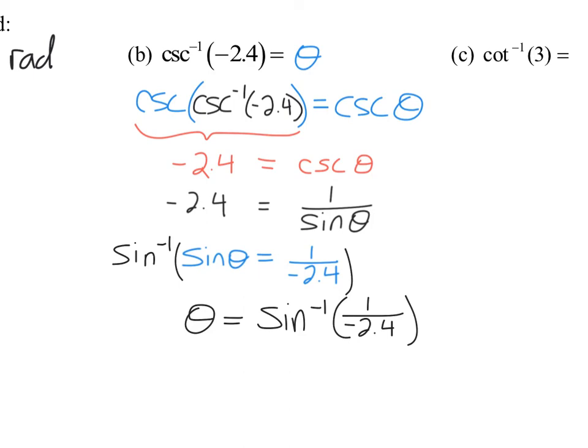So you get about negative 0.43-ish. So theta is negative 0.43 radians, approximately. But get something a little nicer out of this. All right? Because again, the calculator doesn't have arc cosecant buttons or arc secant or arc cotangent. It has arc sine, arc cosine, arc tangent, and that's it.